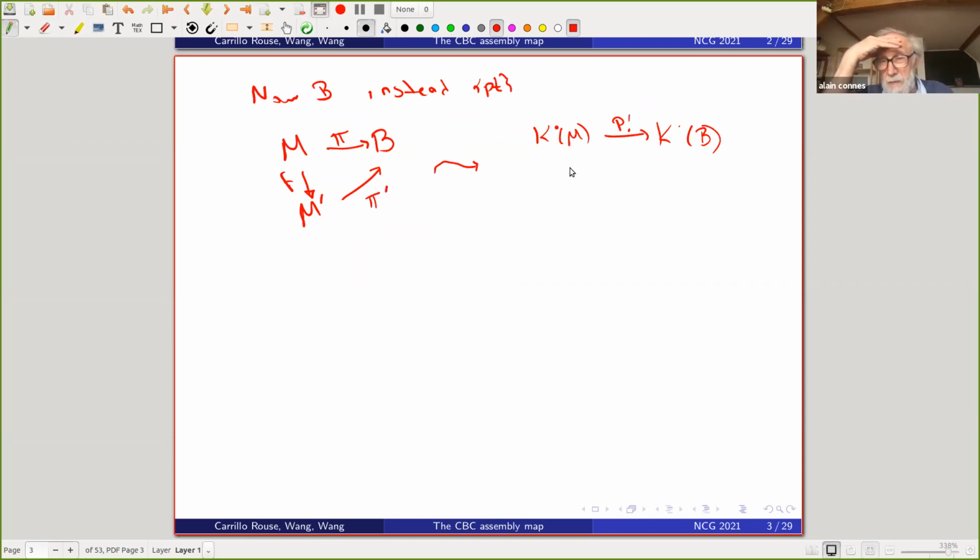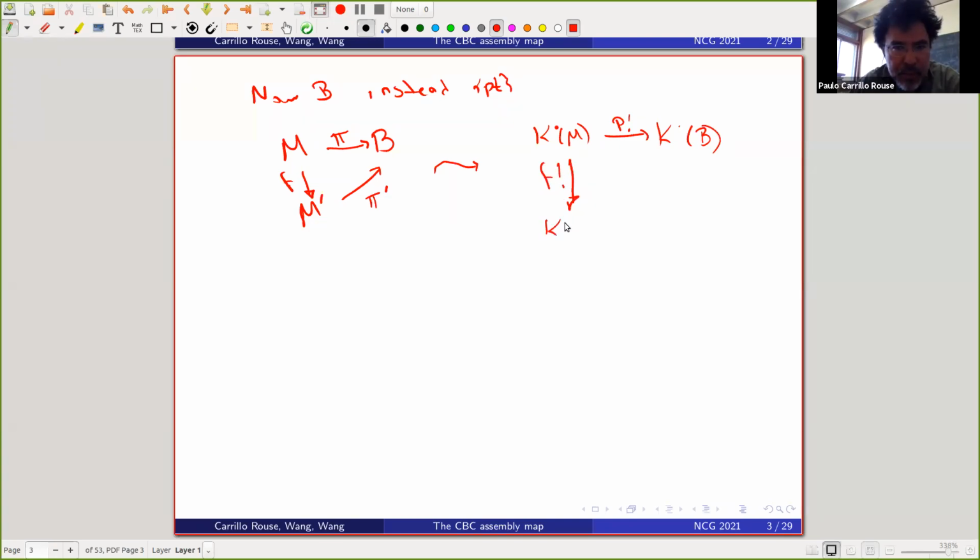Yeah, thanks. So I will even recall how these functorialities are proven, but I think I called this a P, but in fact it should be P prime or something.